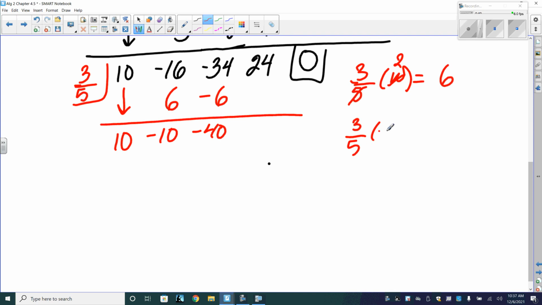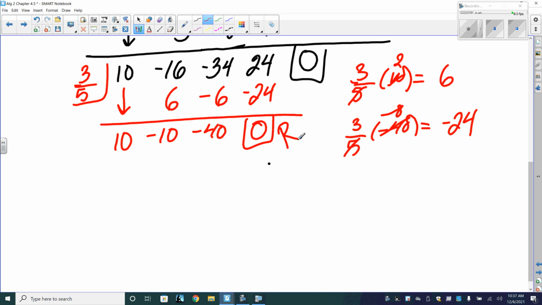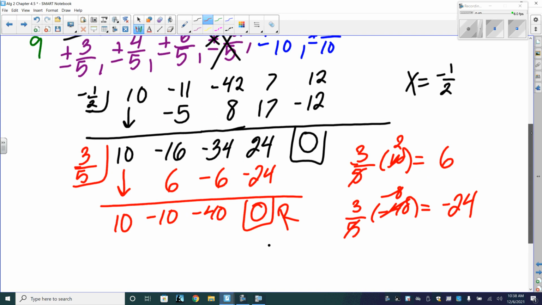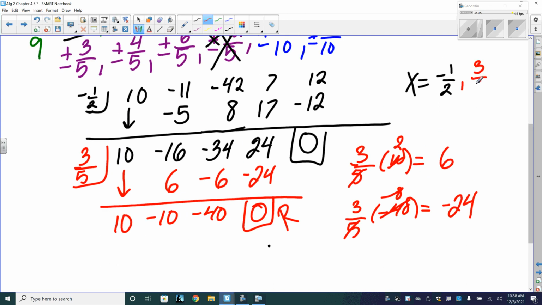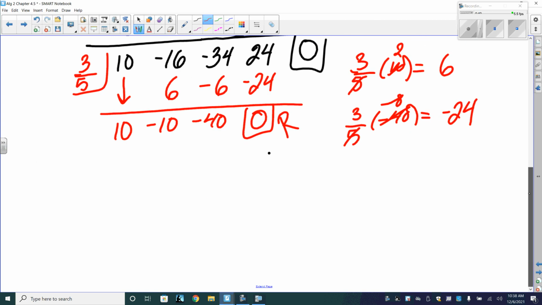3/5 times negative 40. What are we hoping this gives us? Negative 24. Well, negative 40 divided by 5 is going to give us negative 8. 3 times negative 8 is negative 24, which gives us 0 as our remainder, yes? Okay, we found another one. How many more do we need?